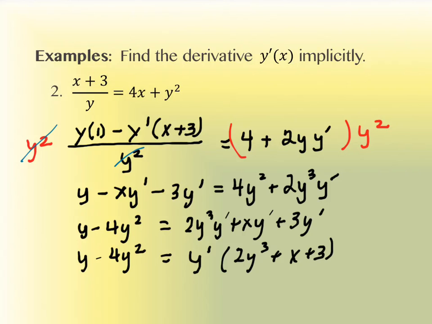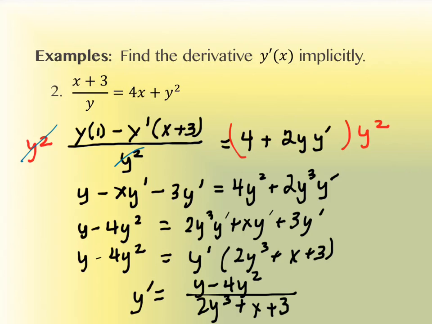Goal is to solve for y prime, so what's the next step? Divide. All right, so the y prime is going to equal that y minus 4y squared that's on the left, divided by the 2y cubed plus x plus 3 that was previously multiplied by the y prime. Sorry, I don't mean to run my line through the 2 there, the squaring, but any questions on that? So the basic idea is if y prime is in more than one location, we're going to collect them all and we're going to factor it out.